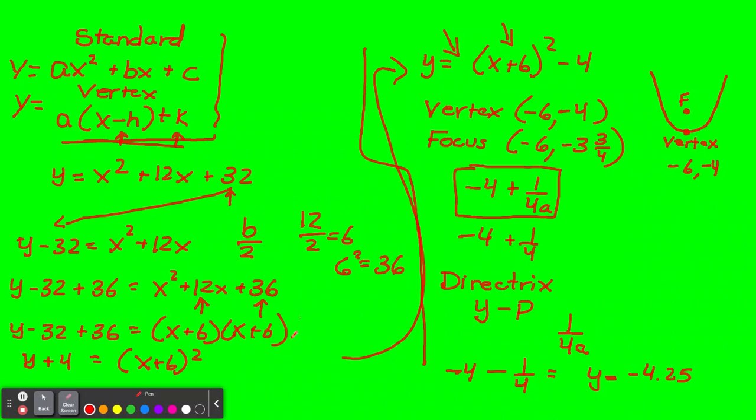Let's do another one so you can get the hang of this. All right, let's clear it out. What if we had now, try this on your own, y equals x squared plus 10x plus 7. Put that in vertex form. Find the vertex, find the focus, find the directrix. What do you get?